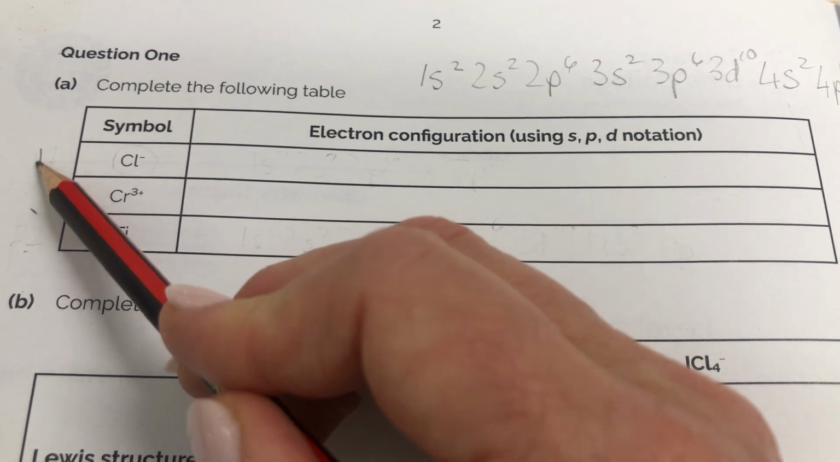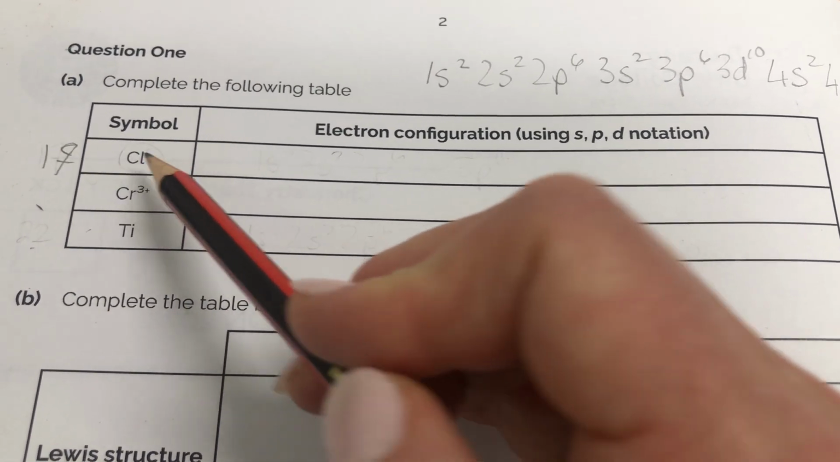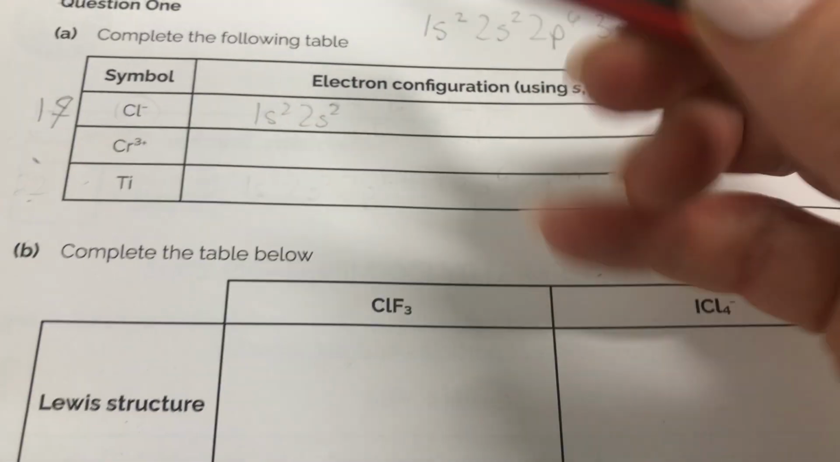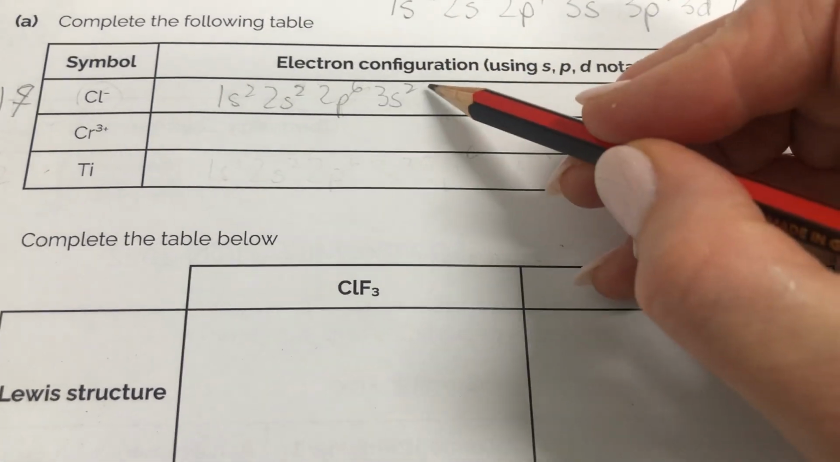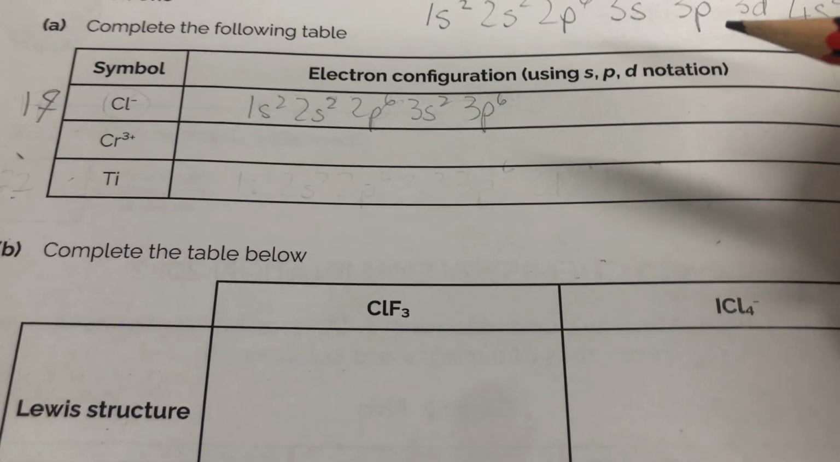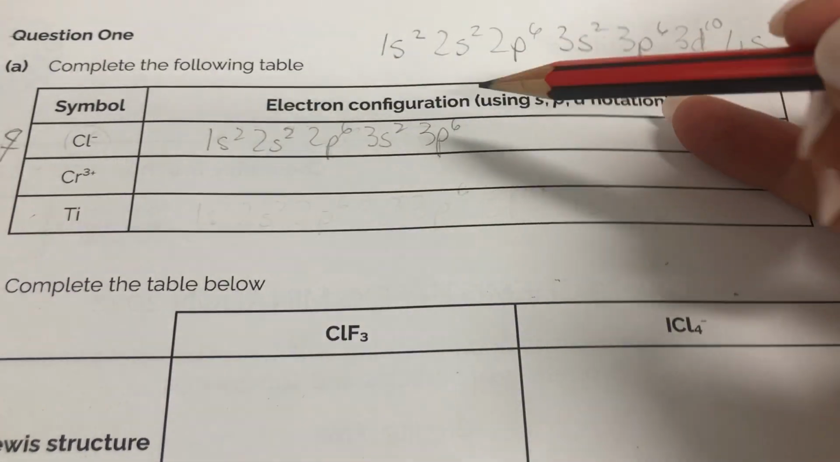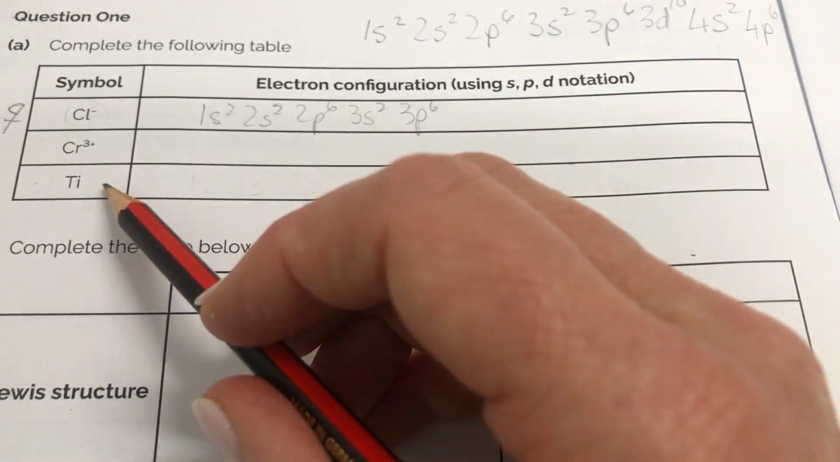Cl is number 17 on the periodic table, but it's got an extra electron making it 18. So we're going to go 1s2, 2s2 is 4, 2p6 is 10, 3s2 is 12, 3p6 makes 18. And obviously remembering that we are kind of looking for ions to get a reasonably full outer shell in many cases. Let's do titanium next.